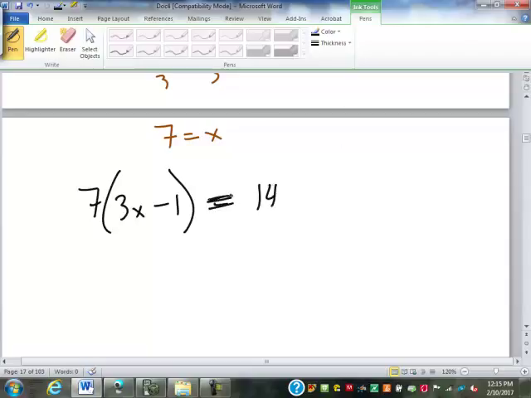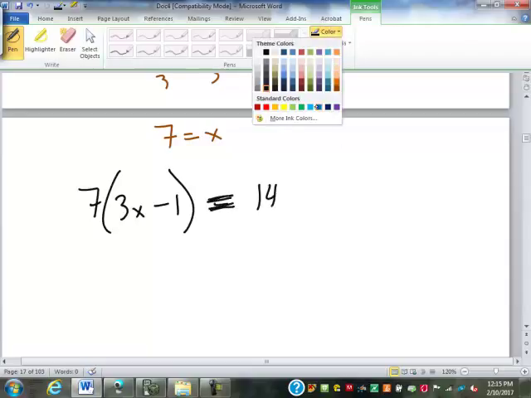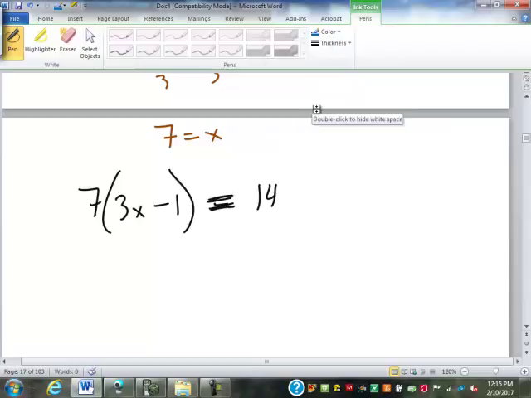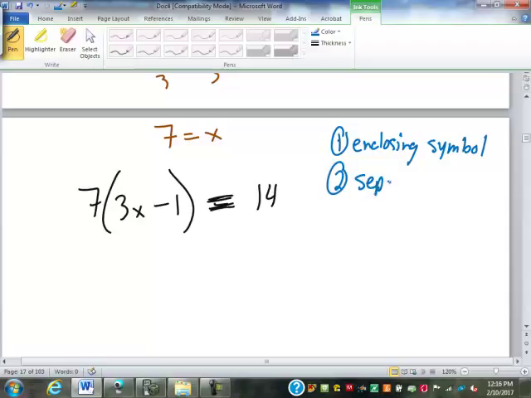Whenever we see parentheses, it should scream at us, do something here first. And there are two types of parentheses. One is that enclosing symbol. We saw that with our order of operations, and we had to do something inside that enclosing symbol first. This parentheses, there's nothing I can do inside of it, so it's not an enclosing symbol. The second is just a separator.